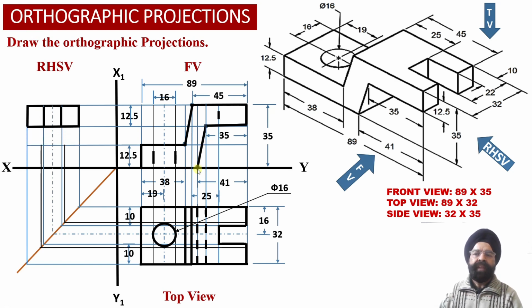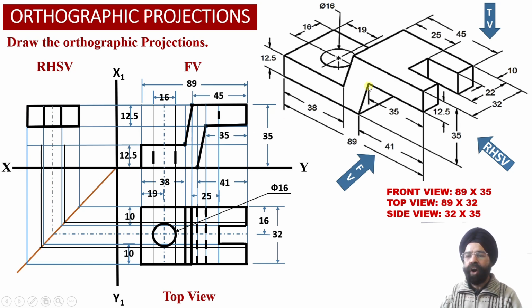Now let us obtain the right hand side view projection of the solid. When we look at the solid from the right hand side, corresponding to element number 3, this surface is visible to the observer, this surface is visible to the observer, and this slot surface is also visible to the observer. So corresponding to these three surfaces which are parallel to the profile plane, we obtain the true shape projections in the right hand side view.